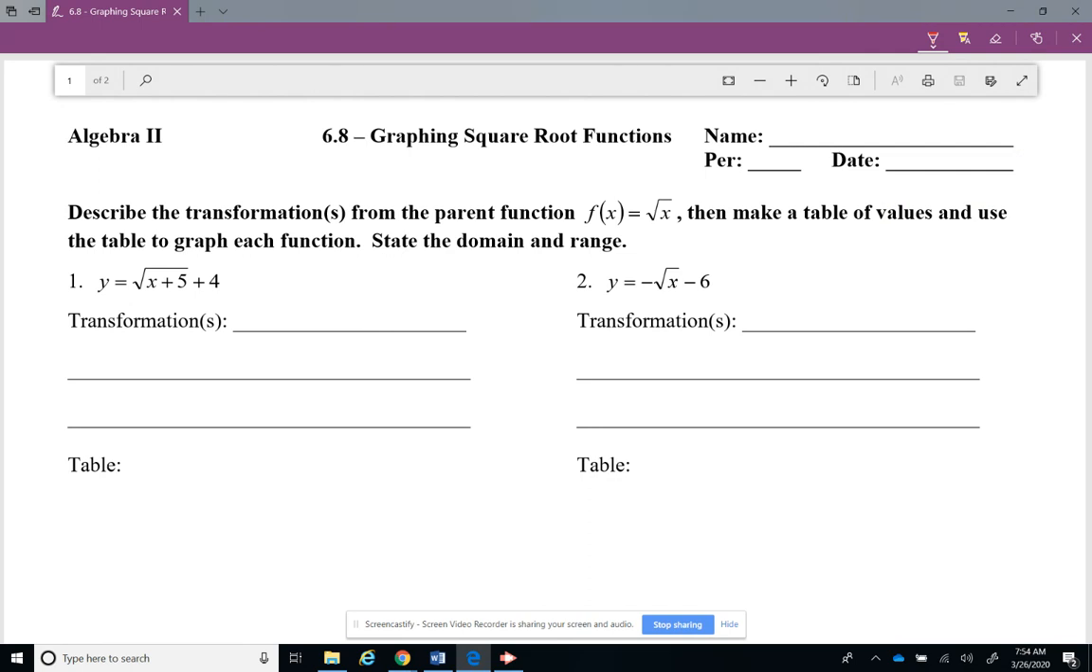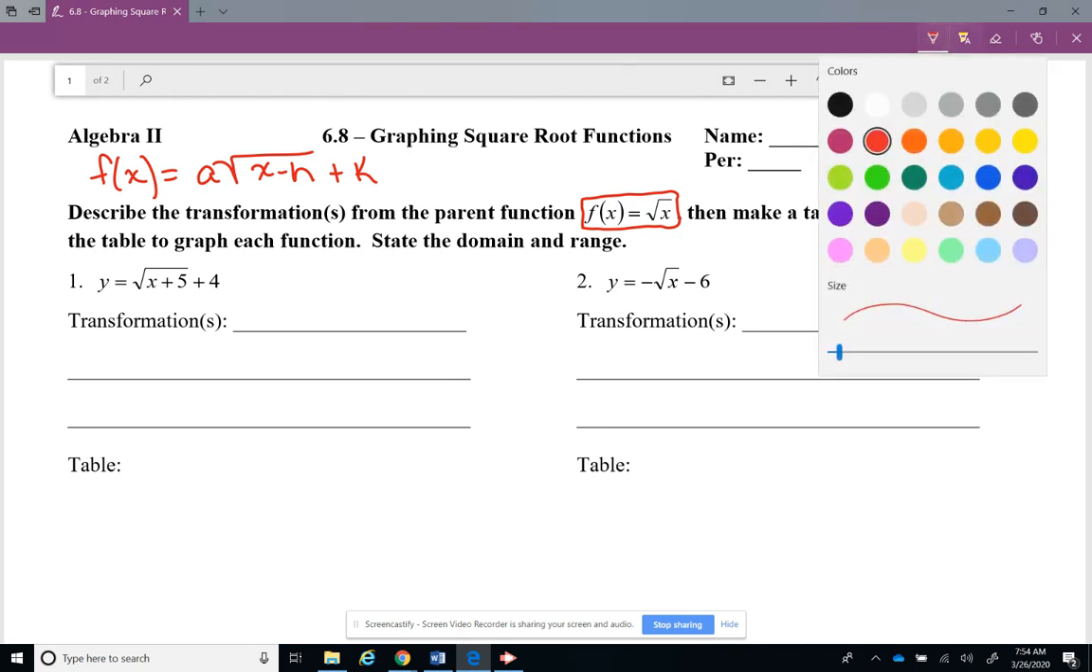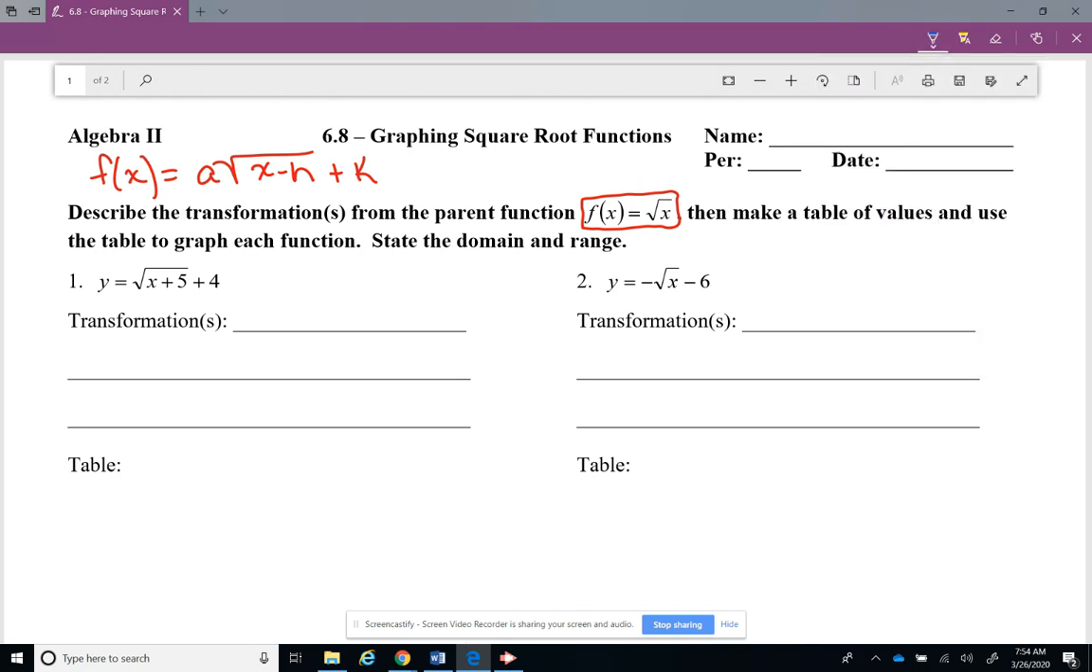All right, describe the transformations from the parent graph. Let's look at this parent graph for a minute. What I want you to do up at the top of this page is write the standard form of a square root function. It's going to look really familiar because it looks kind of like the parabola. Now I'm going to write in blue what the parabola looked like. Don't write this part. f of x equals a(x minus h) squared plus k.